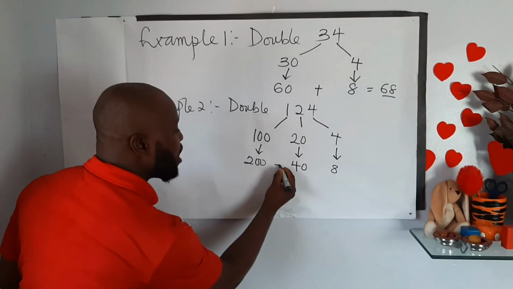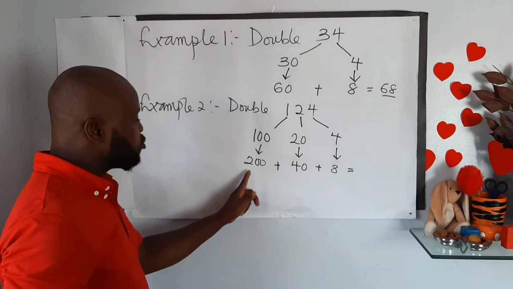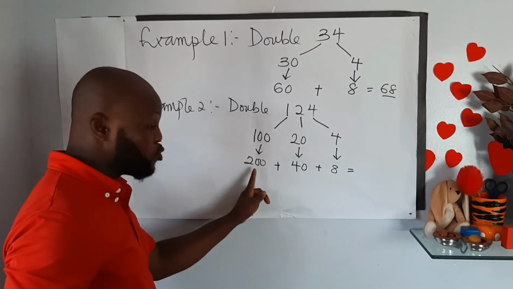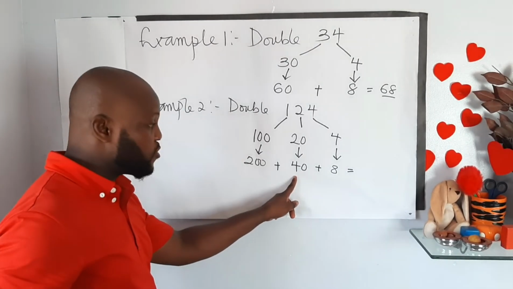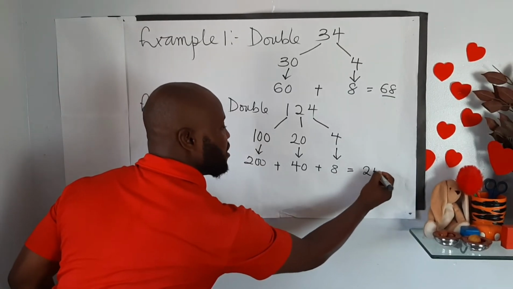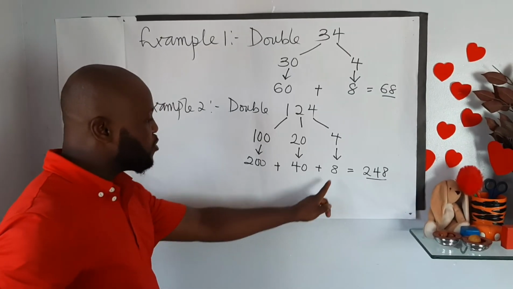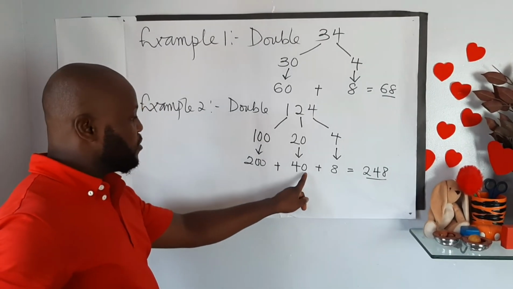So at this point, I'm going to add 200 to 40, then to 8. So 200 plus 40 is 240. 240 plus 8 is 248. This is my answer. I know that this is 8 ones.